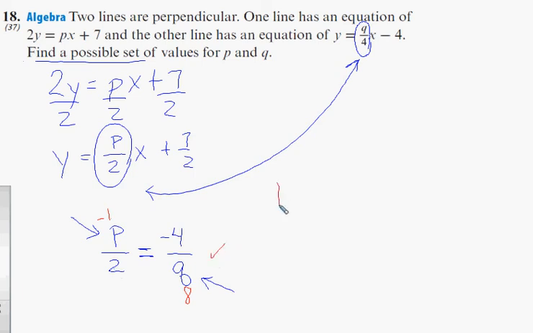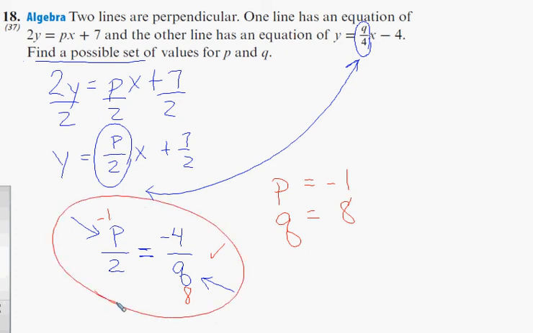So p could equal negative 1. q could equal 8. What if you would have chosen a different value? As long as your equality is true, you're totally fine.